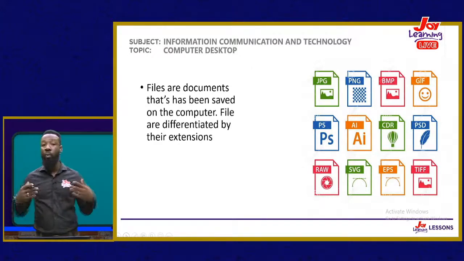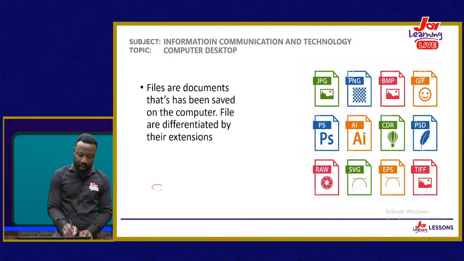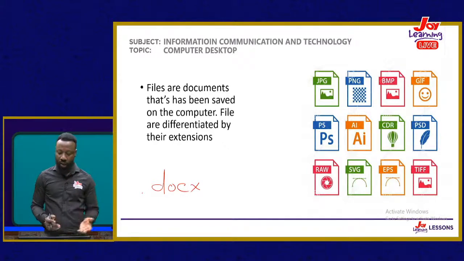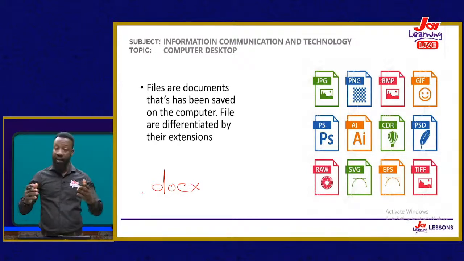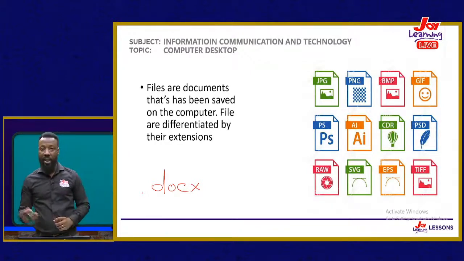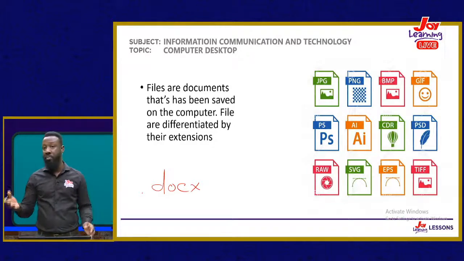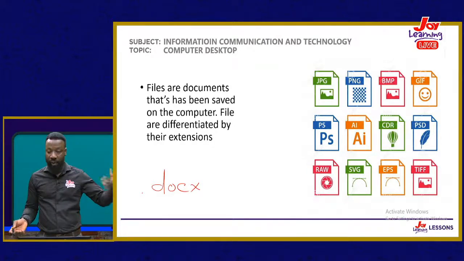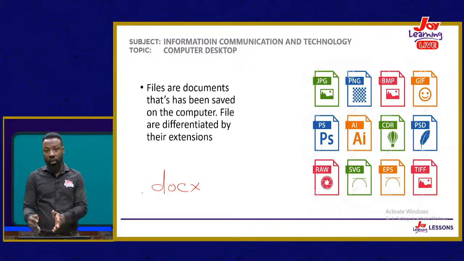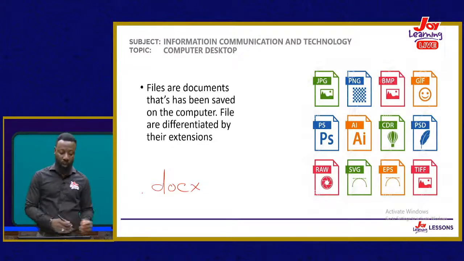When you are dealing with Word, you will find the extension .docx, which is a document file. And you can have other extensions. We have other files like JPG, which is a picture file, PNG, which is also a picture file, BMP, a picture file, that's bitmap. We have the GIF, which is also a picture file. So on our screens, you have other files which we can use and also save on our computers.